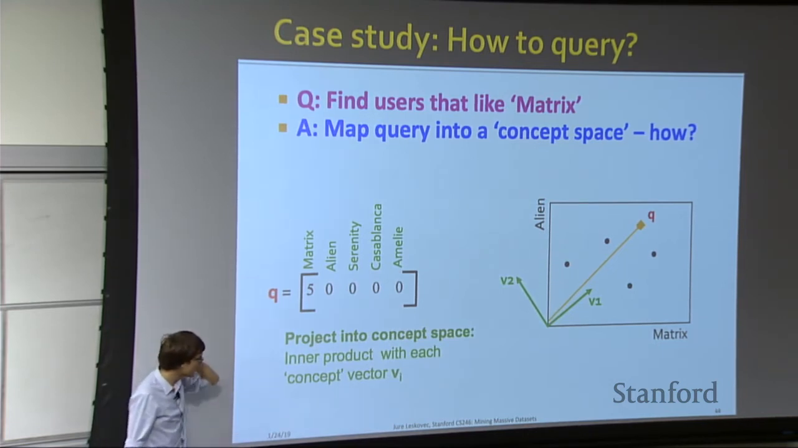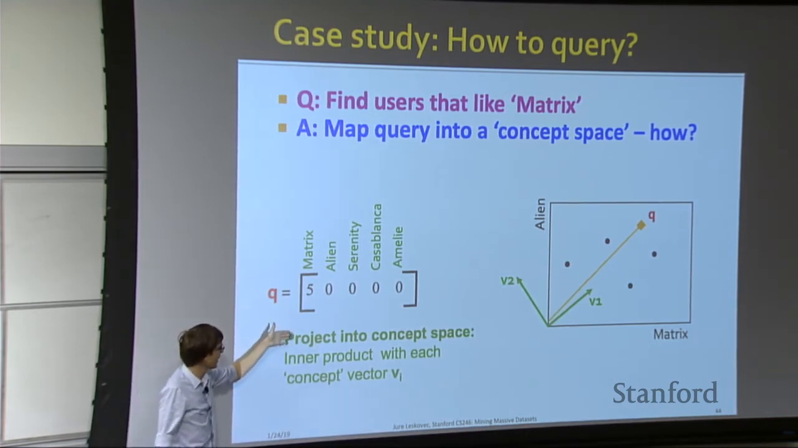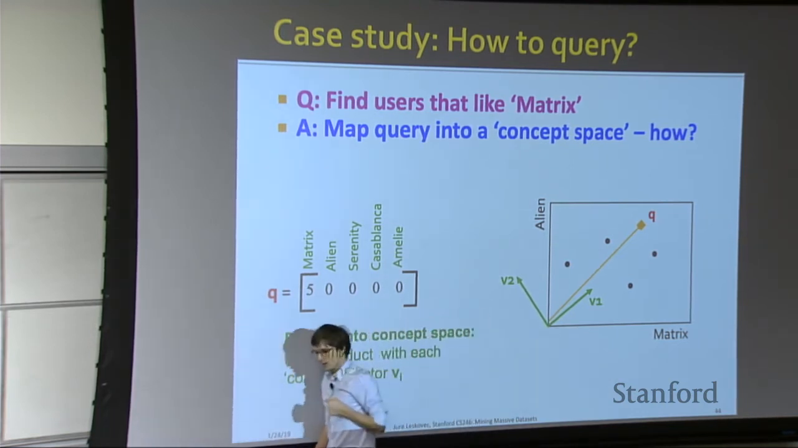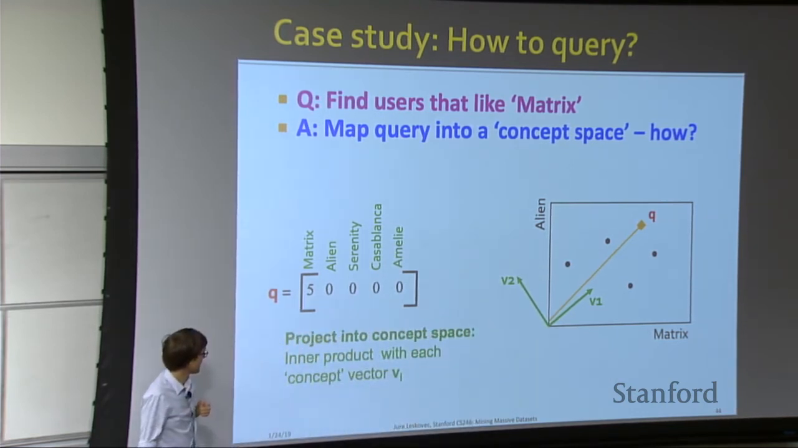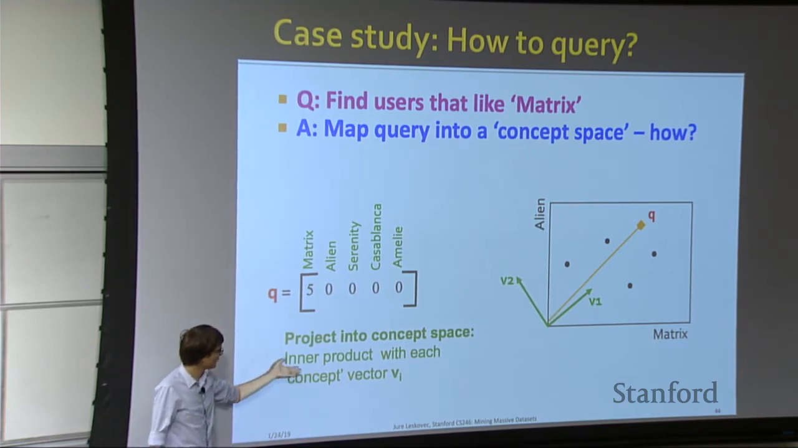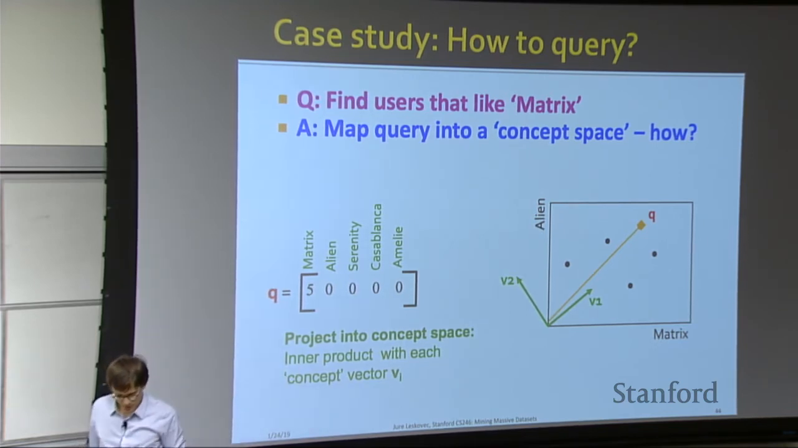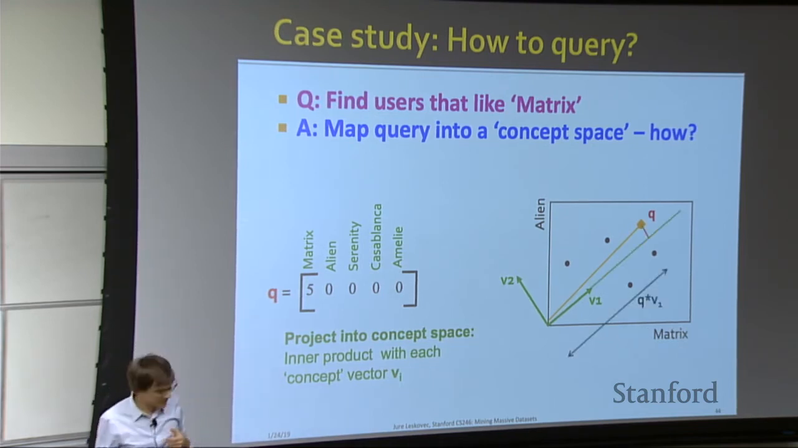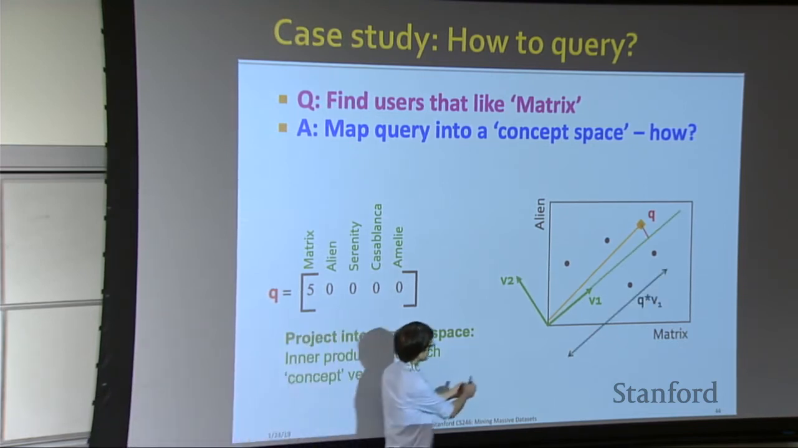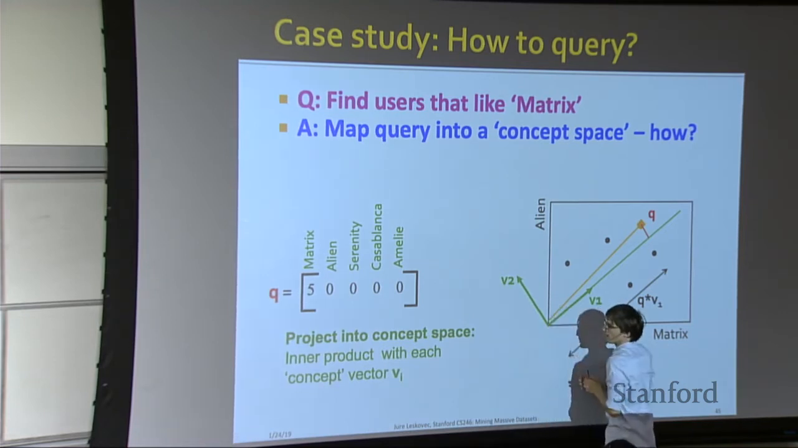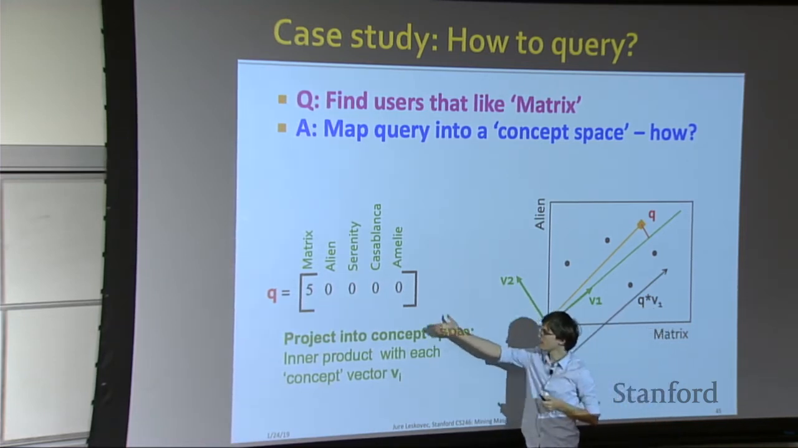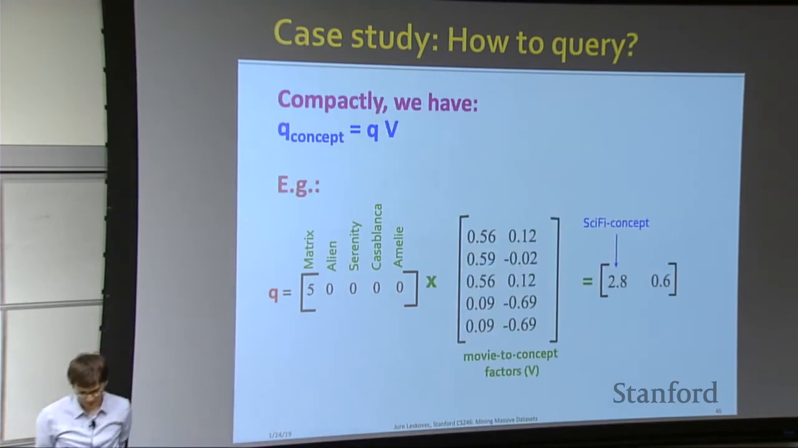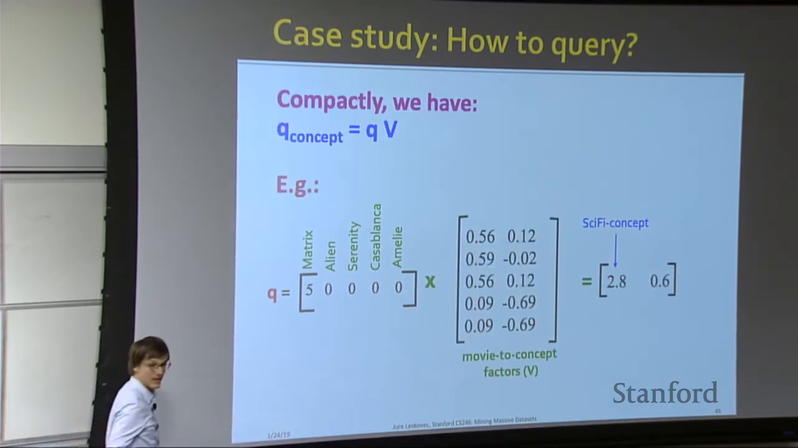So how do I do this? I want to take this vector Q and project it into my lower dimensional concept space. And the way I do this is I take the inner product with each concept vector V. Okay? And as I do that, I'm essentially figuring out, in this new coordinate system, what is the position of my query point Q. Okay? So let's do that.